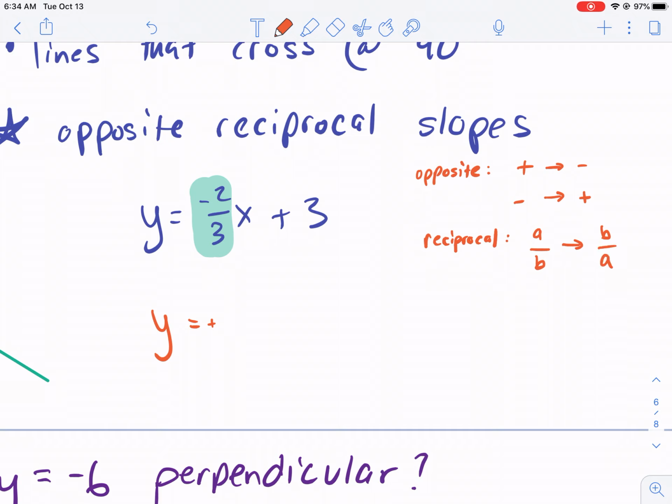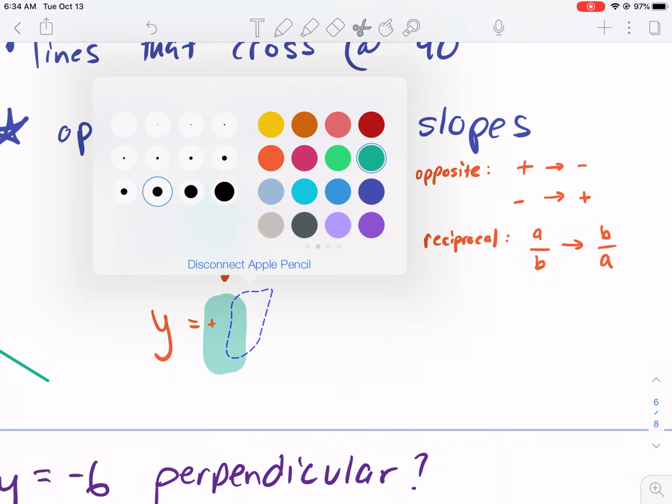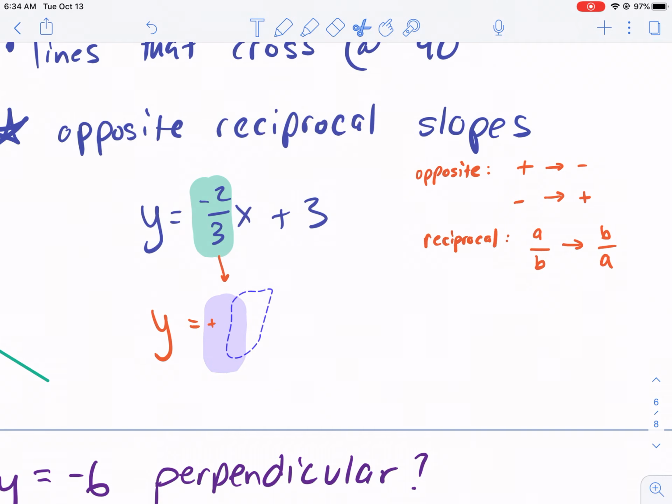So in this case, if we're doing the reciprocal of this slope right here, let me use a different color, this light purple. So now we're going to do positive 3 over 2. Again, opposite, we went from positive to negative, so instead of having a negative slope, we're going to make it a positive slope. Instead of having 2 over 3, we're going to make it 3 over 2.